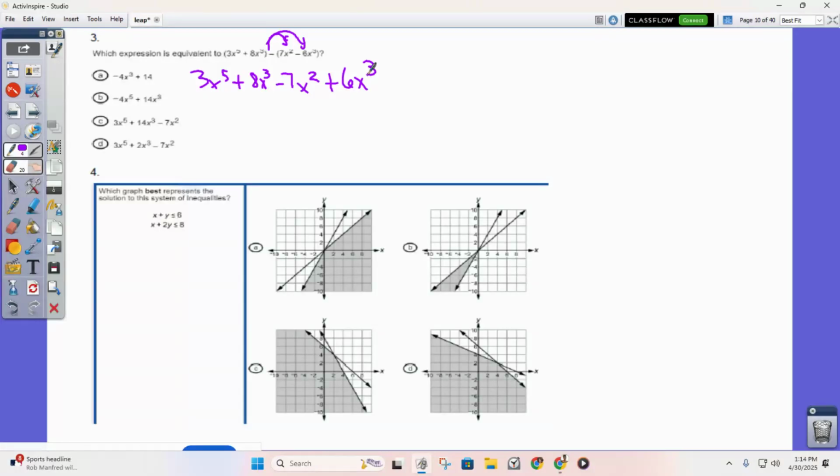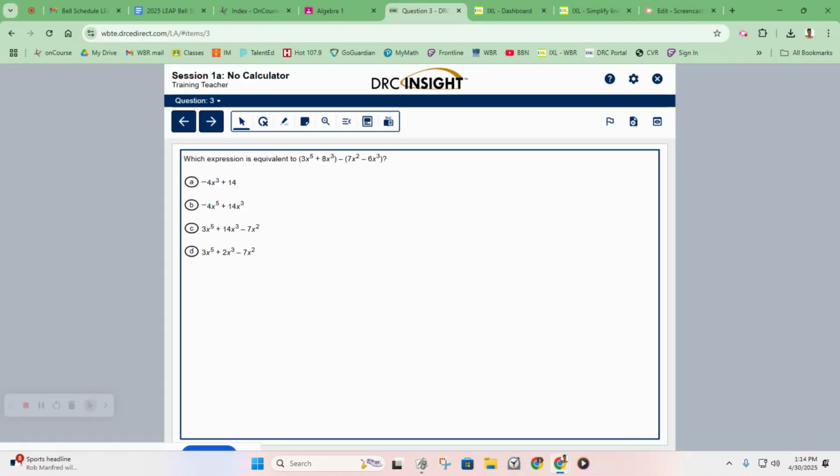Now I need to see if I can simplify it by combining like terms. I see that I have 2x cubed. So 3x to the 5th stays. When I add the coefficient 8 plus 6, I get 14x cubed. And I can't forget my minus 7x squared. So the answer is C. Let's go back to our test. Click on the answer of C.